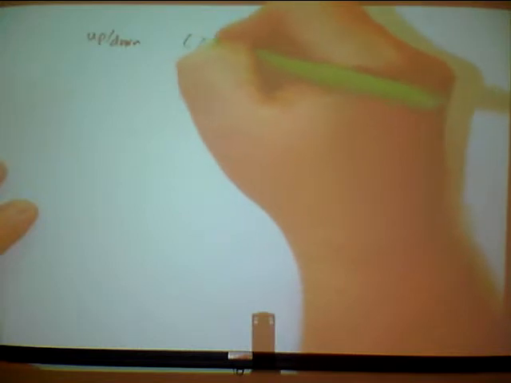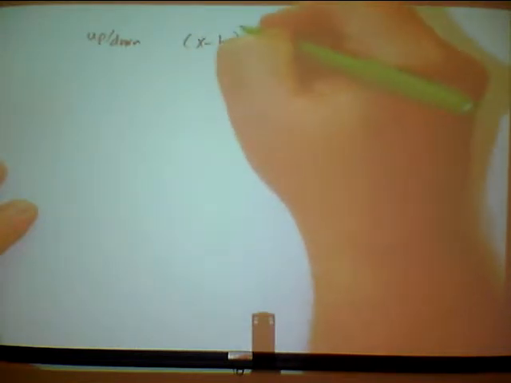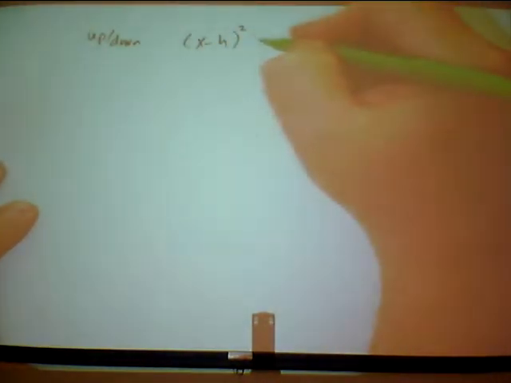Okay, let's work out some problems concerning parabolas. We basically have two standard equations for the parabolas. We have two kinds of parabolas: parabolas that open up and down, and parabolas that open left and right. For the up and down parabolas, the key is the x term is going to be squared.